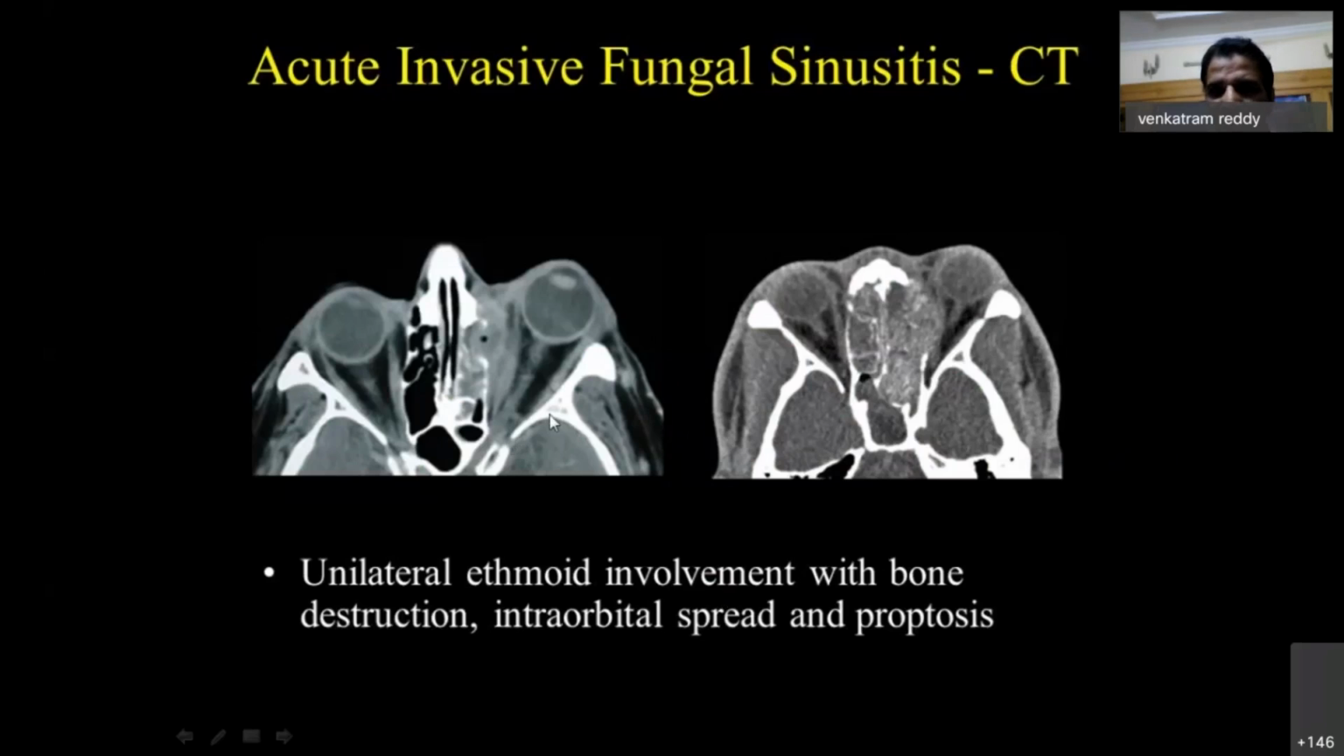So this is acute invasive fungal sinusitis. This is a CT scan picture. You can see the bony details here. There is ethmoidal involvement with the nasal cavity, going up to the posterior ethmoid, going up to the sphenoid cell, and unilateral ethmoid involvement with bone destruction. And there is an intraorbital stage. You can see the lamina is gone here, and the lamina on the opposite side. The lamina is gone here. There is an intraorbital extension, and with the proptosis, you can see the proptosis here. This is a contrast CT picture.